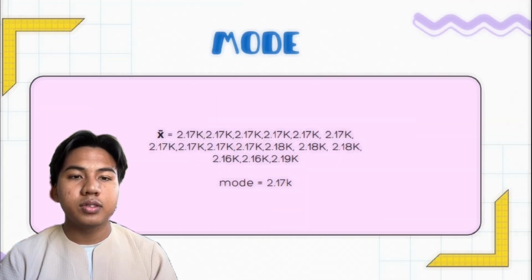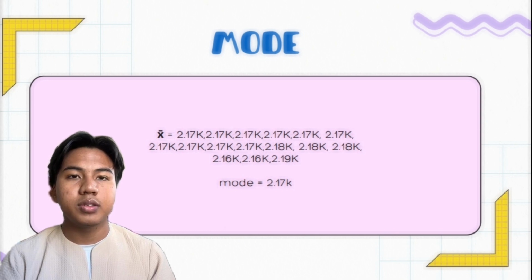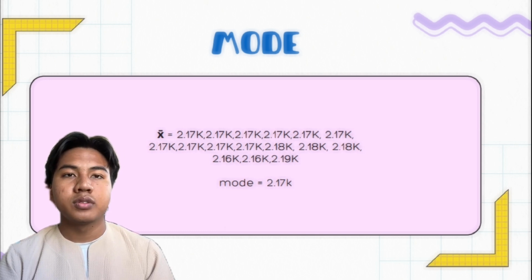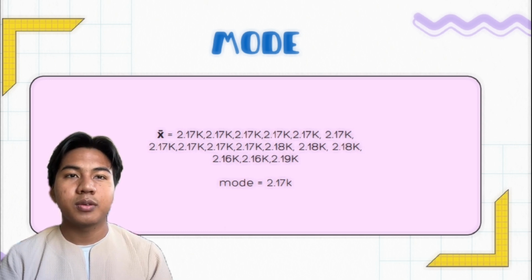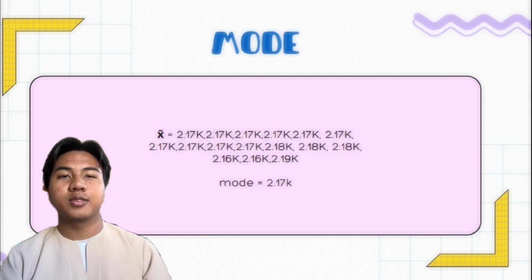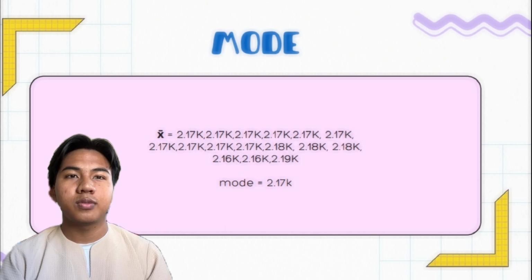The second one is mode. The mode is the most common number that appears in your set of data. As you can see here, the most common number that appears is 2.17k. So obviously it's 2.17k as the mode.